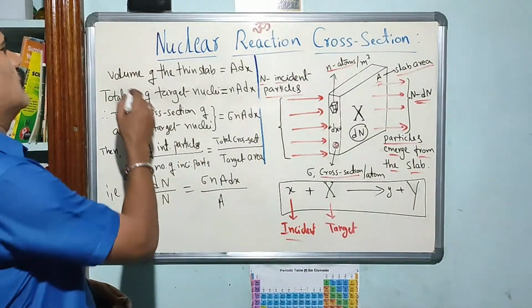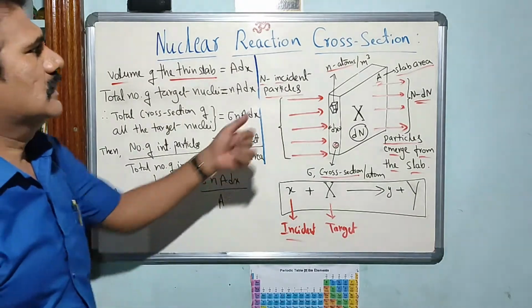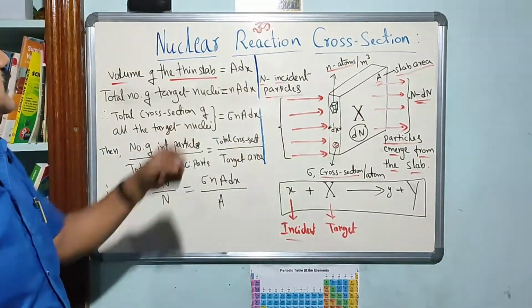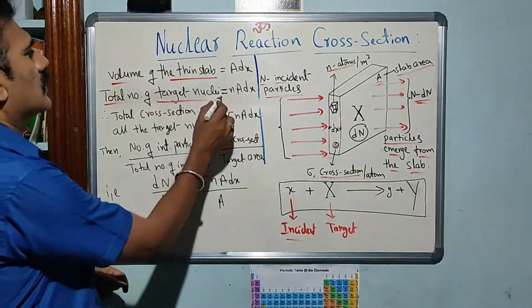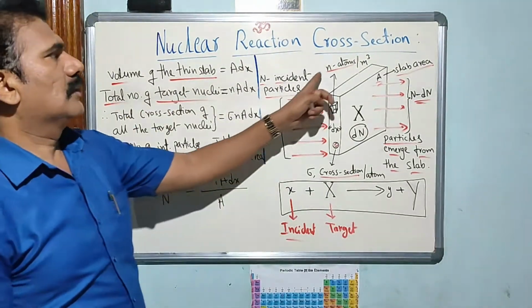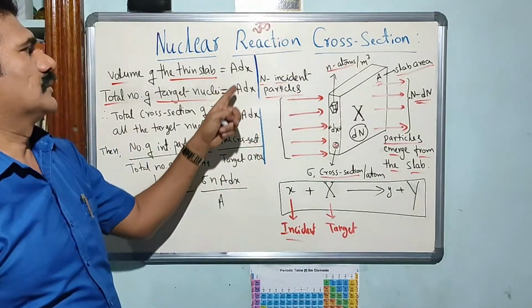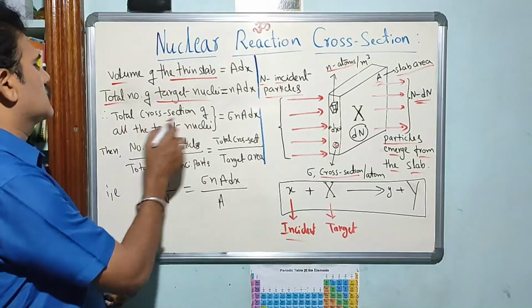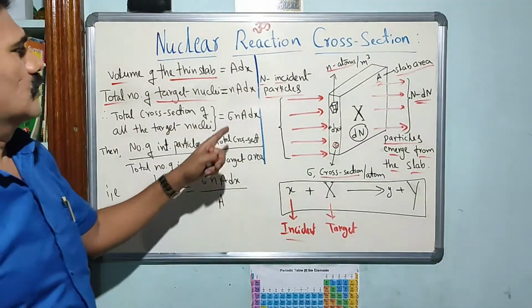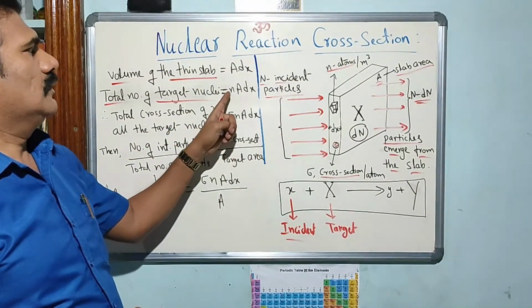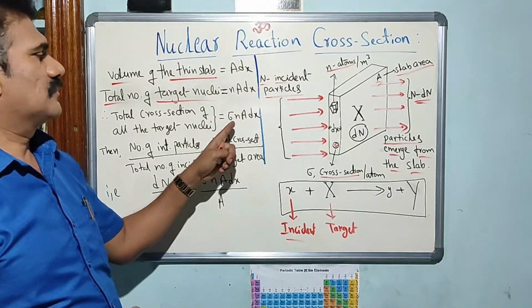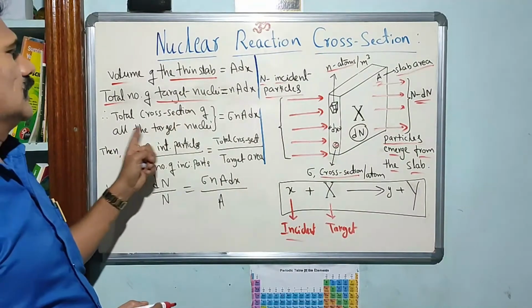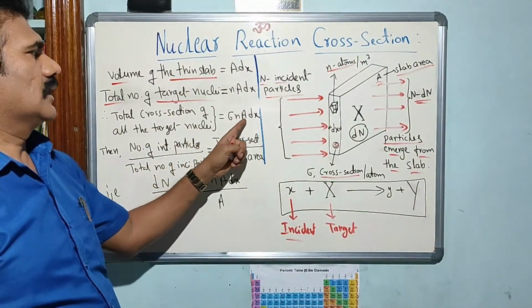Now, what is the volume of the thin slab? It is A into dx, because A is the area and dx is the thickness. For the total number of target nuclei, you multiply by the number of atoms per meter cube, which is n into A into dx. Next, the total cross section of all the target nuclei: multiply sigma, the cross section per atom, by n A dx. So the total cross section of the entire target is sigma into n A dx.